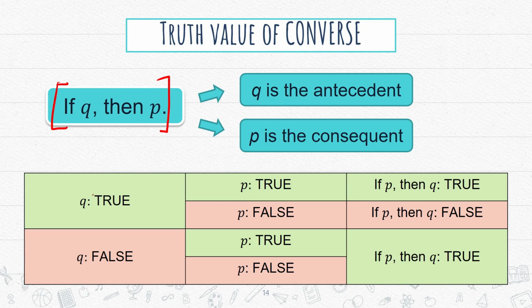Now we take a look one by one. If Q is true, Q is the antecedent, and this is the consequent. Now if the antecedent is true, if Q is true, and then P is true, then the converse will be true. If the antecedent is true, then the consequent P is false, then the whole implication will be false.